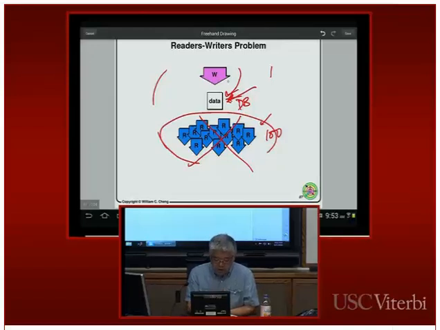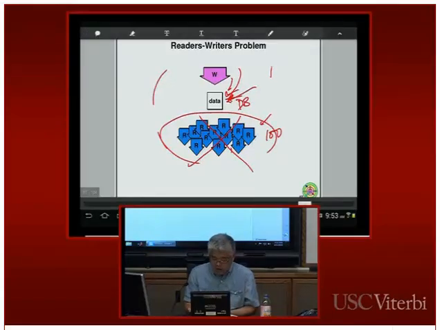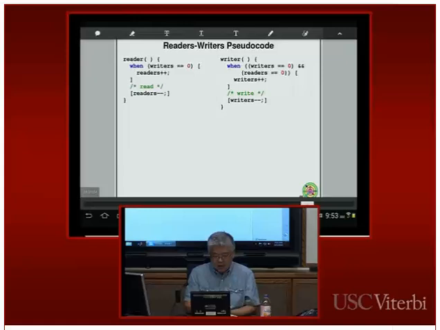So when you are writing to the data, you've got to make sure that there's no reader. And when you are reading the data, you've got to make sure there's no writers that are writing to it, but you can have other readers that are reading in parallel. Therefore, the code is going to look like this.